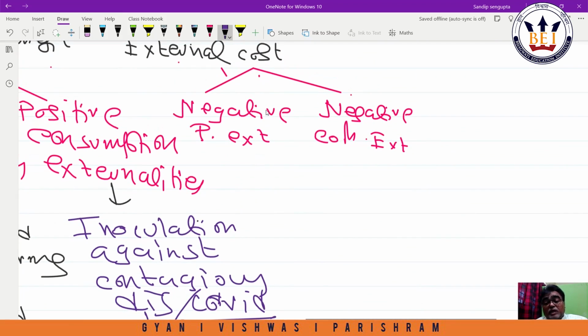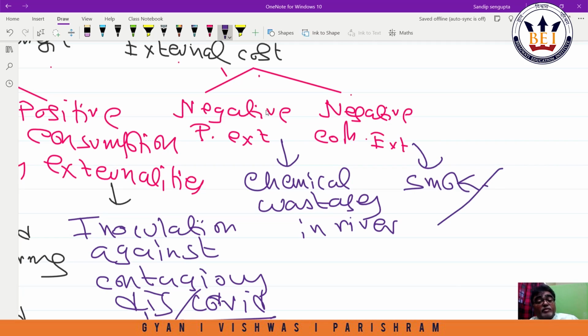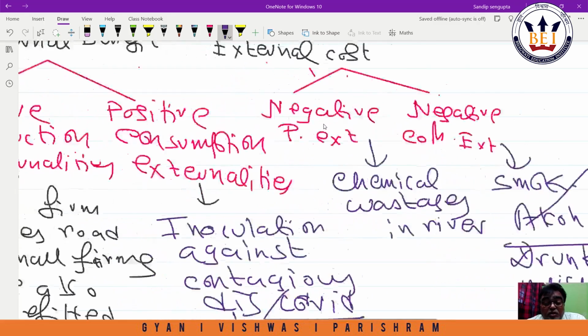Negative production externality: chemical wastage in river. Negative consumption externality: smoking or alcohol, whatever you can write. Drunken neighbor, anything you can write. Just this is the exclusive way one has to take.